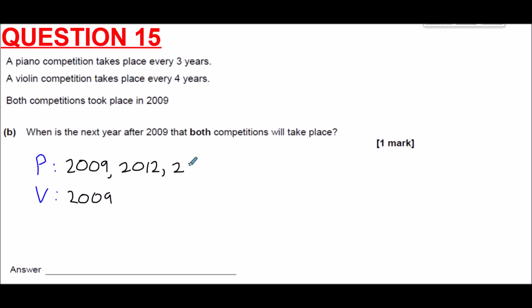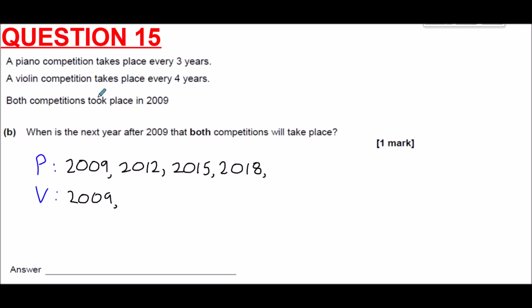3 years on from 2012 is 2015, and so on. Because the piano competition takes place every 3 years, these years will be going up in 3 each time. 3 years after 2015 is 2018, and so on.